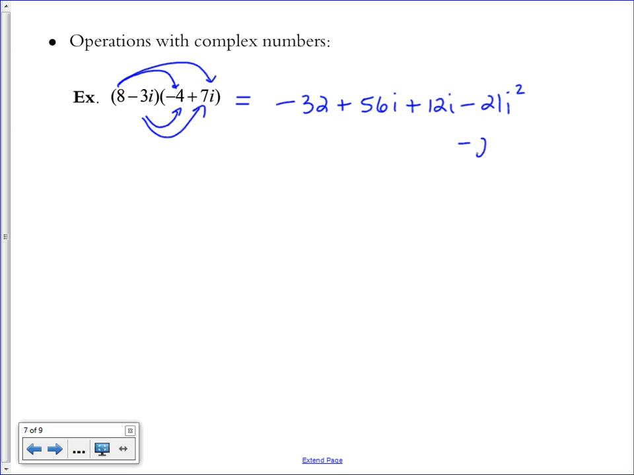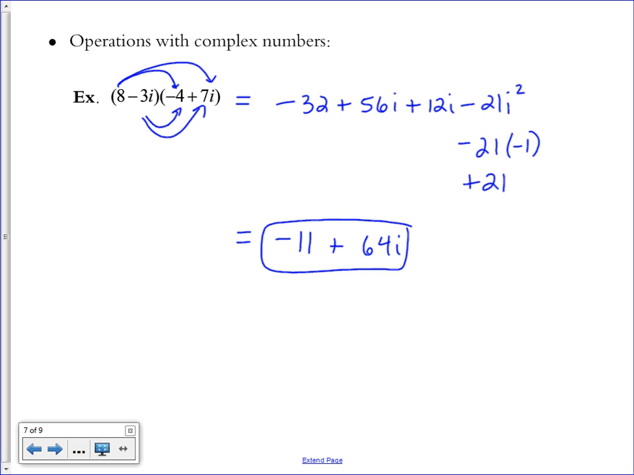Now we have to remember that this is the same as saying negative 21 times negative 1, and that, of course, is the same as saying plus 21. So when we simplify this, we want to combine our two real pieces, negative 32 and positive 21, which will be negative 11, and then add your two imaginary pieces together, 56i plus 12i is 64i. And that's our final answer in standard form.